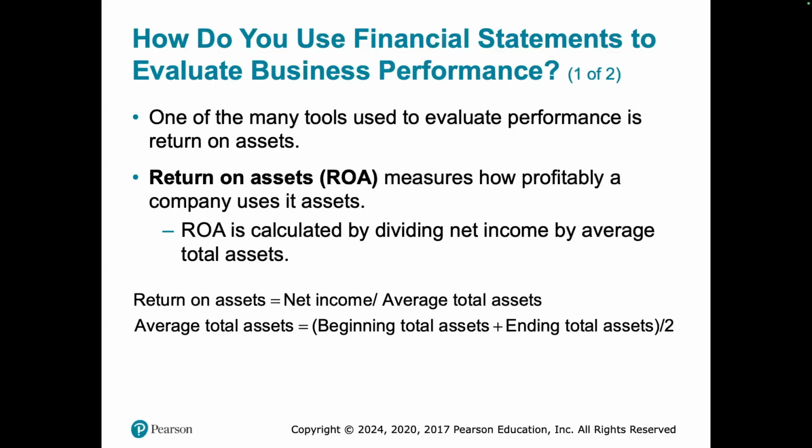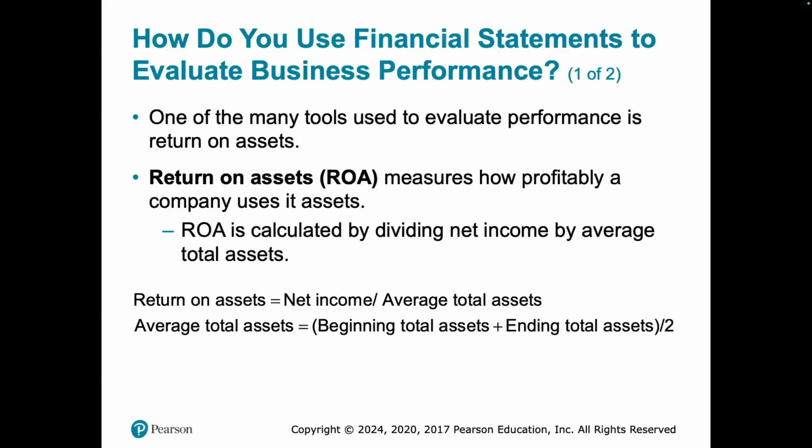So one of the many tools used to evaluate performance is return on assets. What is return on assets? Return on assets measures how profitably a company uses its assets. What it's pretty much saying is we have paid this much into these assets that are supposed to generate revenues and more income for the future. How much are we spending on these assets? How much are they worth? And then how much income or revenue are they generating? So ROA is calculated by dividing net income by average total assets. So return on assets is net income over average total assets.